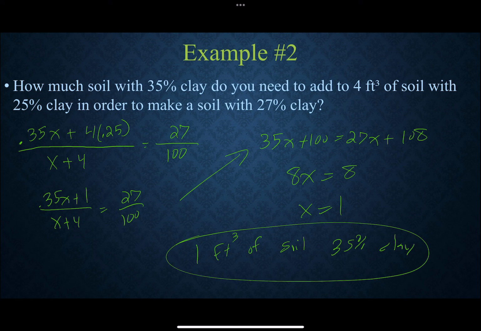Because again, you're solving a word problem. x is not part of the original word problem, so you can't really just stop at saying x equals 1. You need to describe what this answer actually represents. And it represents 1 cubic foot of soil that's going with 35% clay. That's its description. That's the kind of answer I'm looking for.